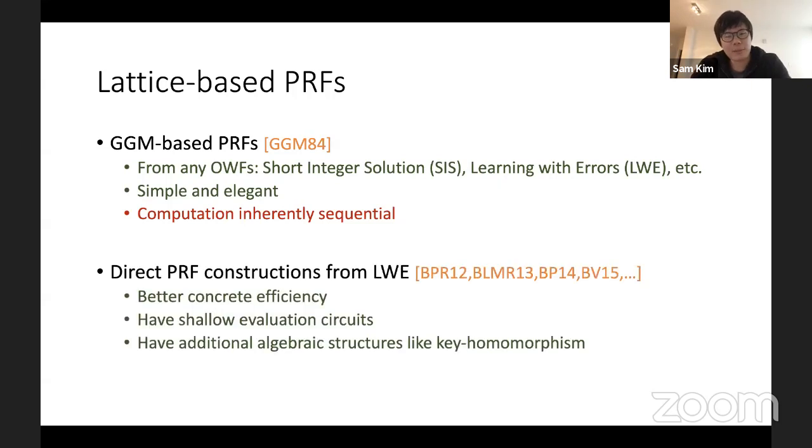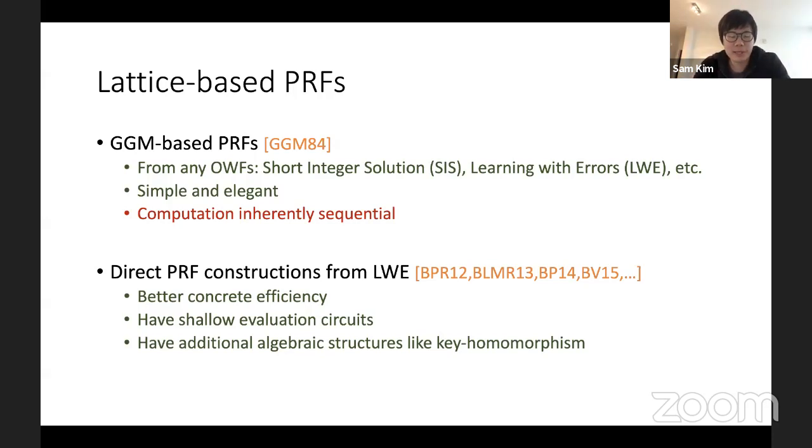The second family of PRFs are the direct PRF constructions from LWE. These constructions tend to have better concrete efficiency. They also have shallow evaluation circuits that are very nice. And they also have additional algebraic structures like key homomorphism, which are very useful for applications, and I refer to the paper for the details on these properties.